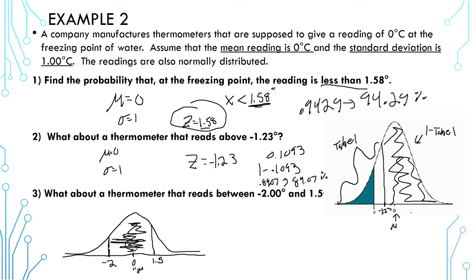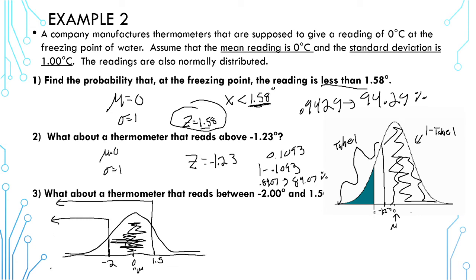So what the heck do I do here? How can I get this if my table only gives me the values that are up to or less than a certain marker? Well, what you do is you find the probability for 1.5. So when I find the probability for a value of 1.5, that will be the probability of everything up to or less than 1.5, right? So that'll be everything from 1.5 on down. Then I find the value for negative 2, which will also be everything from negative 2 on down.